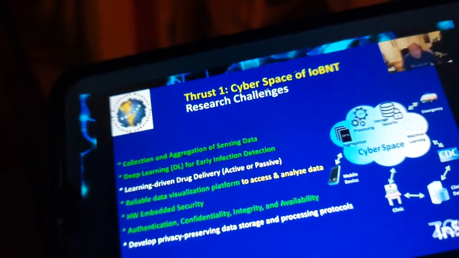And so then, here is more. How do you collect and aggregate sensing data here? Deep learning for early detection. Learning-driven drug delivery. We can have active drug delivery, meaning automated antibiotic and enzyme delivery by implanted or dressing devices, or passive drug delivery, meaning alerted patients, or the patient takes antibiotics orally by the suggestion of the BioNano Things platform.